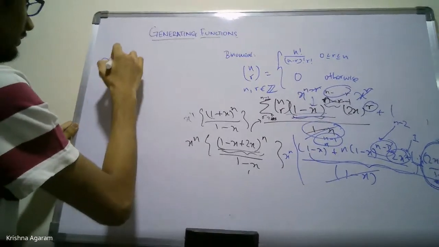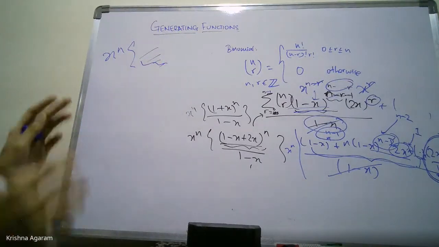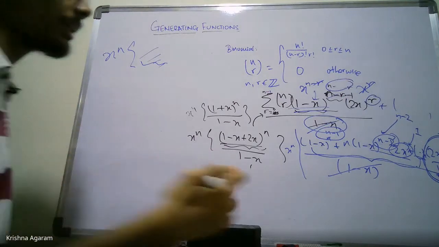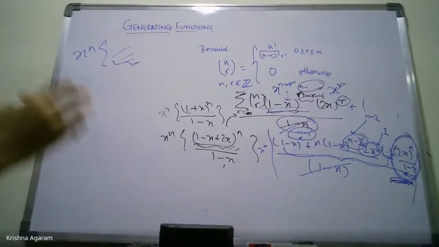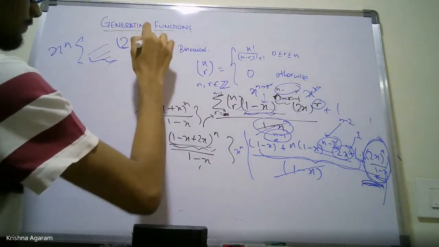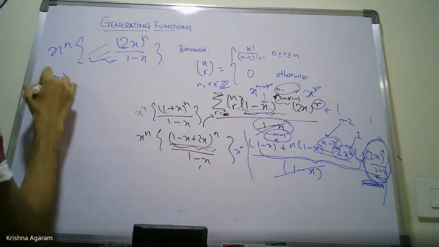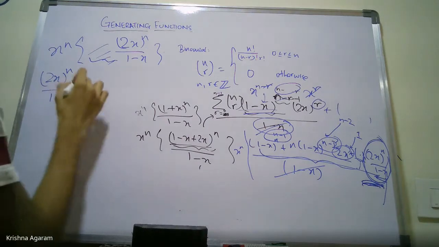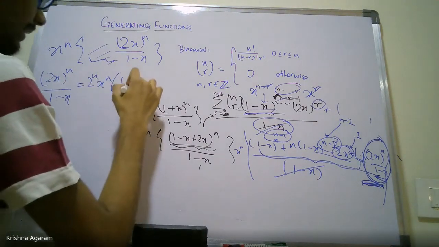So what we want is this finally. The other terms don't give any x to the n. So mainly the x to the n of the whole expression is just the coefficient of x to the n that comes in this last term, which is just this. Now, 2x whole to the n by 1 minus x can be rewritten as 2 to the n, x to the n by 1 minus x again, and that's just this.